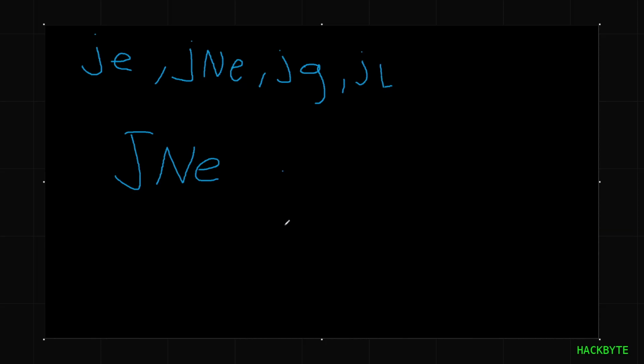We would normally have things like JNE wrong password. So if the password is entered incorrectly, we would jump if it's not equal to it.